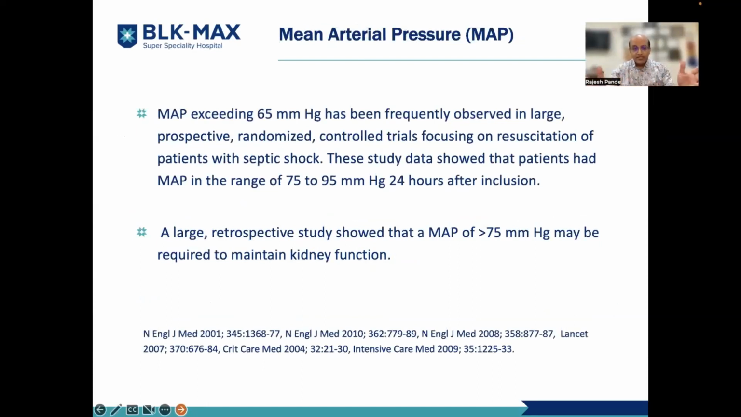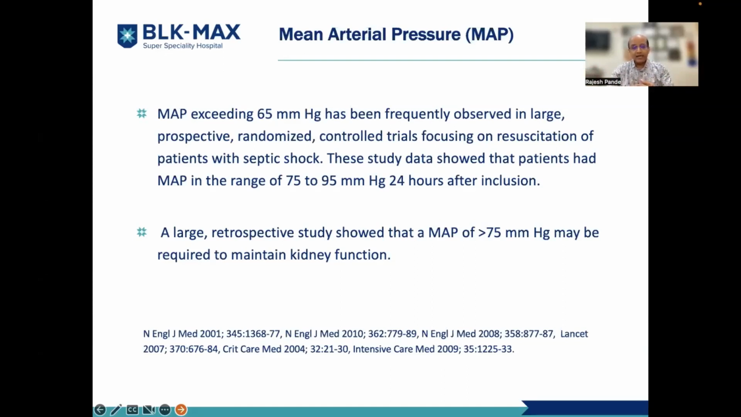Some of the large-scale studies, these were New England Journal studies, found that MAP exceeding 65 millimeter mercury was frequently observed in large prospective randomized controlled trials, which were basically resuscitation trials focusing on septic shock. These data suggested that patients had MAP in the range of 75 to 95, 24 hours after inclusion. So it's not uncommon to have a higher MAP even in these high-class research settings.